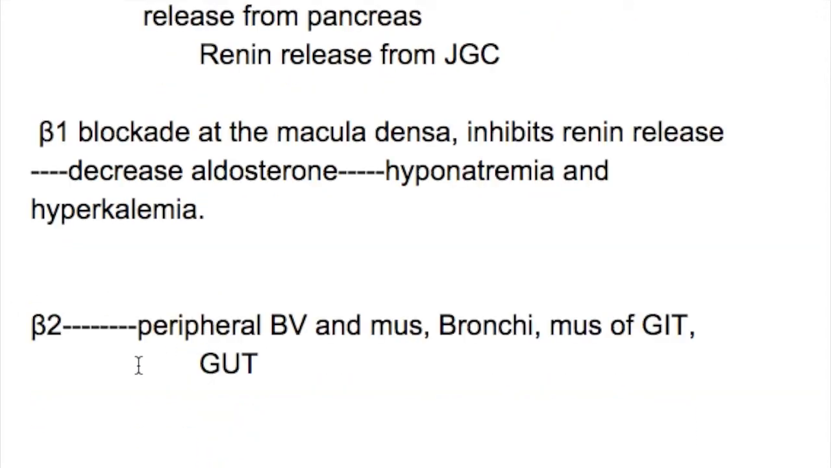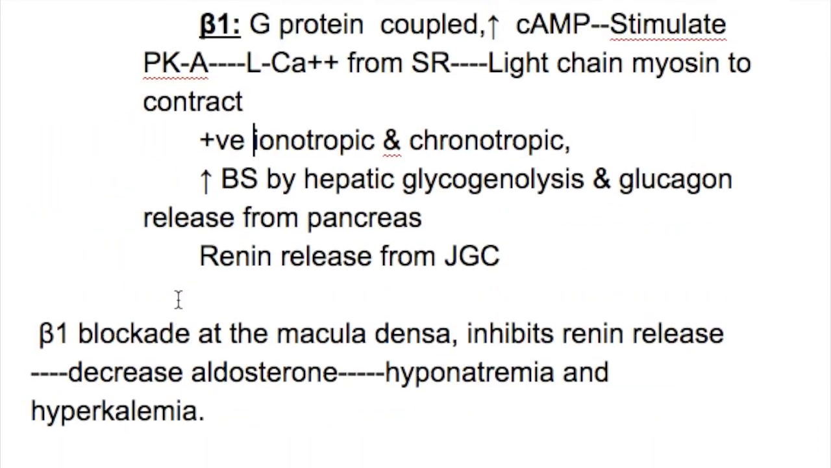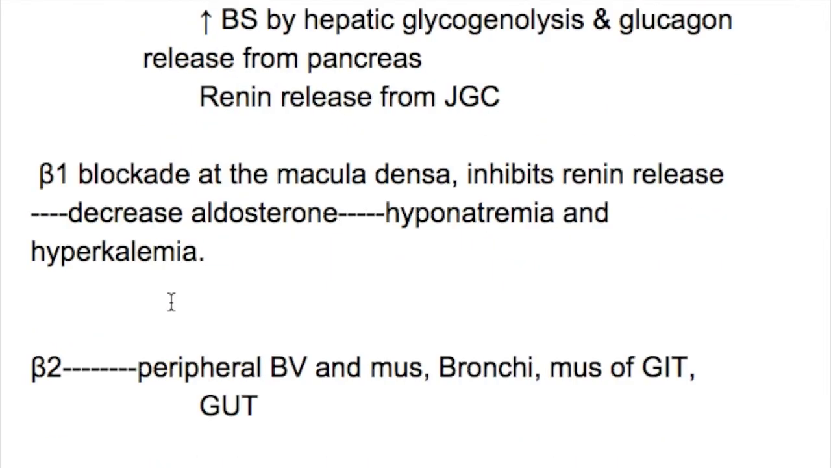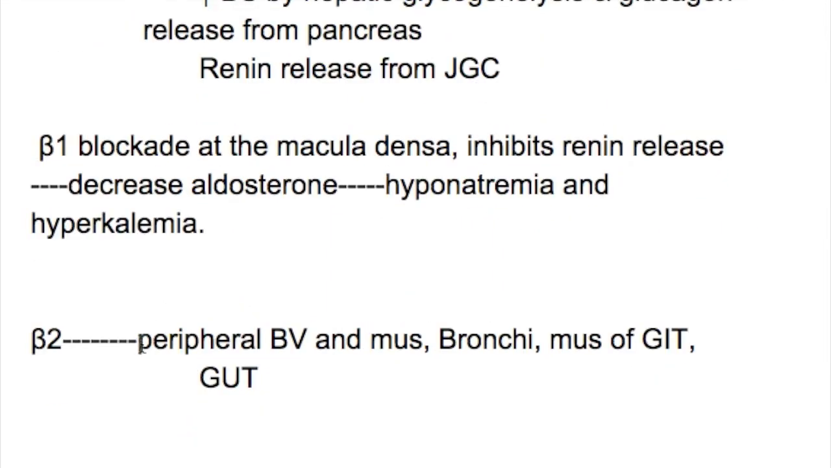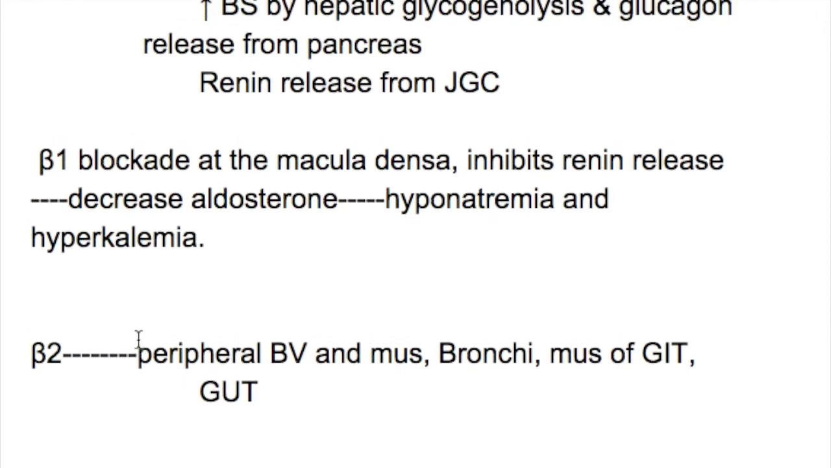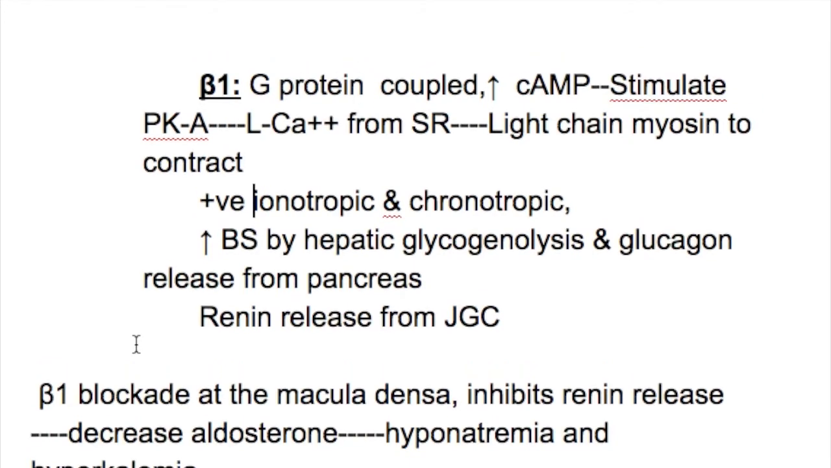What does the beta 2 receptor stimulation cause? It causes peripheral blood vessel and muscular dilatation. It dilates the muscles of bronchi and muscles of GIT and GUT. So the effects of beta 1 and beta 2 are exactly opposite. The beta 2 is mainly present in the peripheral blood vessels and muscles, of course.